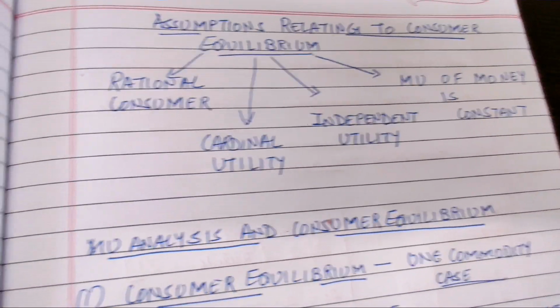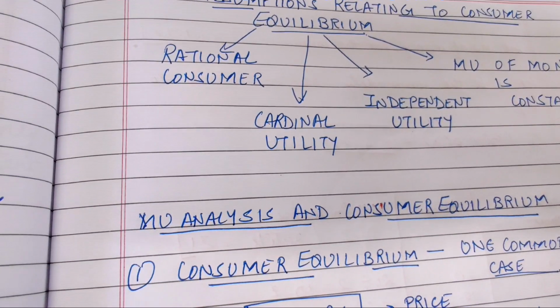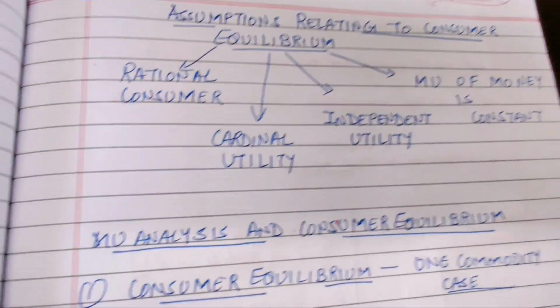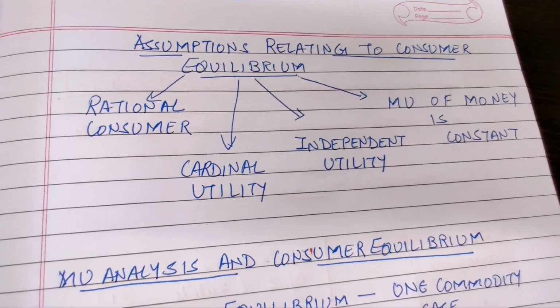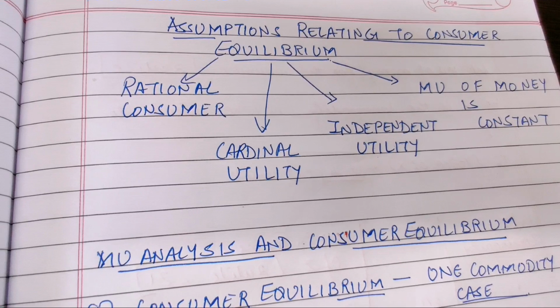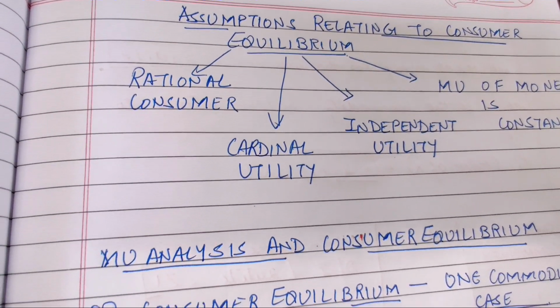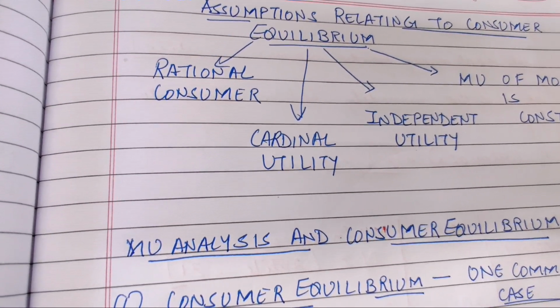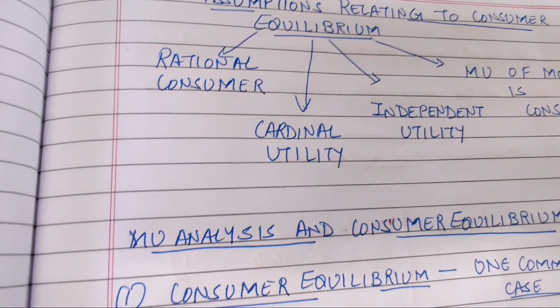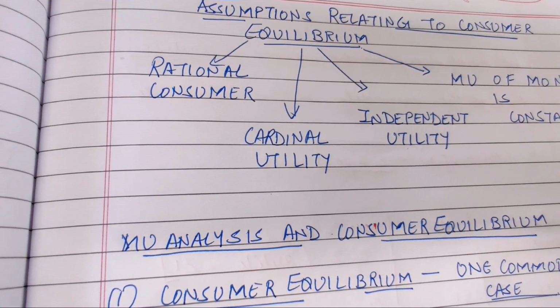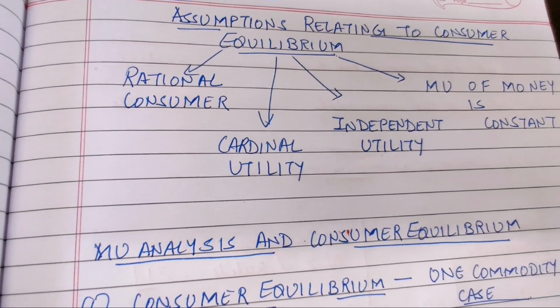Second is cardinal utility, like numbers. Every commodity's utility can be measured in terms of cardinal numbers. The third is independent utility. It is assumed that the utility a consumer gets from a commodity depends only on the quantity of that very commodity alone. It is not affected by the consumption of other commodities.